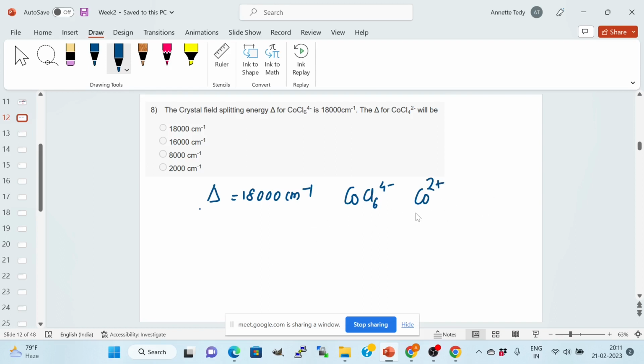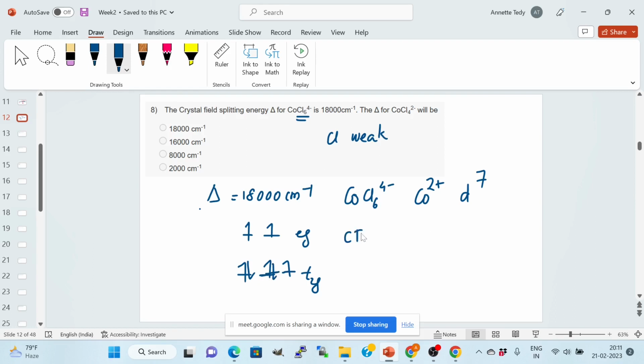Okay. So since cobalt is in 2 plus state, it has d7 electrons, and we are looking at the octahedral complex. So t2g, eg, and Cl is a weak field ligand. So first we will singly occupy, then we will pair. So 1, 2, 3, 4, 5, 6, 7. Is this clear?